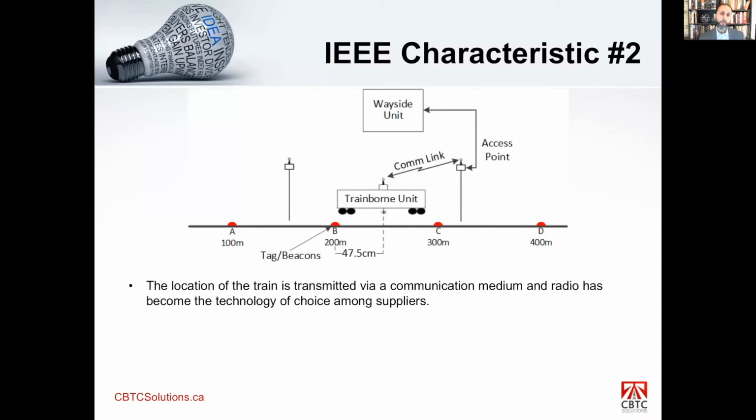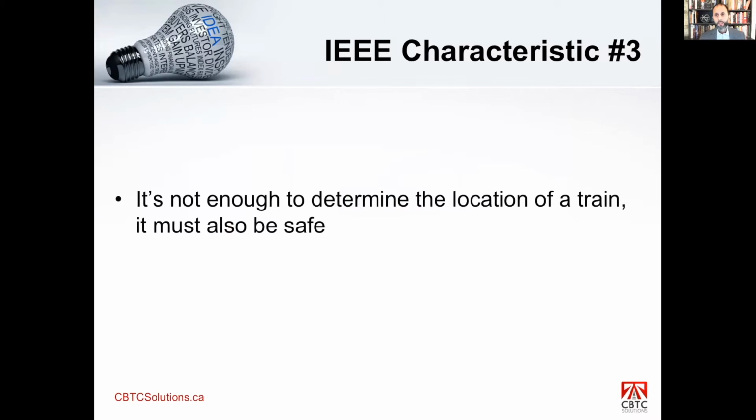So that's characteristic number 2, to have a high capacity bidirectional two-way communication link where the train can transmit its location to the wayside. Characteristic number 3 is basically saying it's great that you determine your position, it's great that you can transmit your position, but it must also be safe.